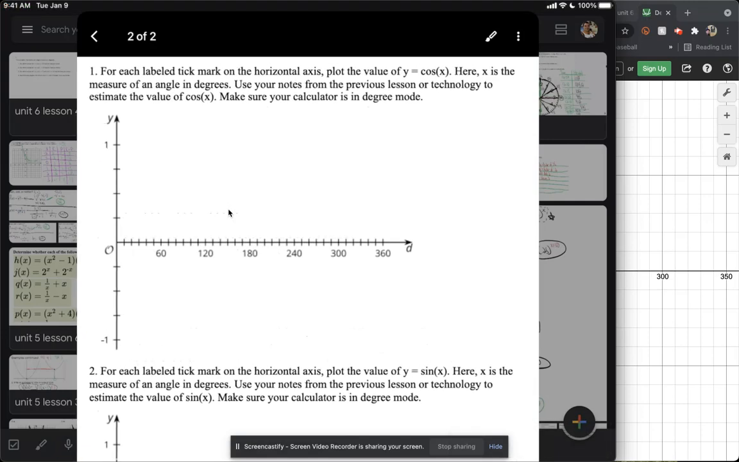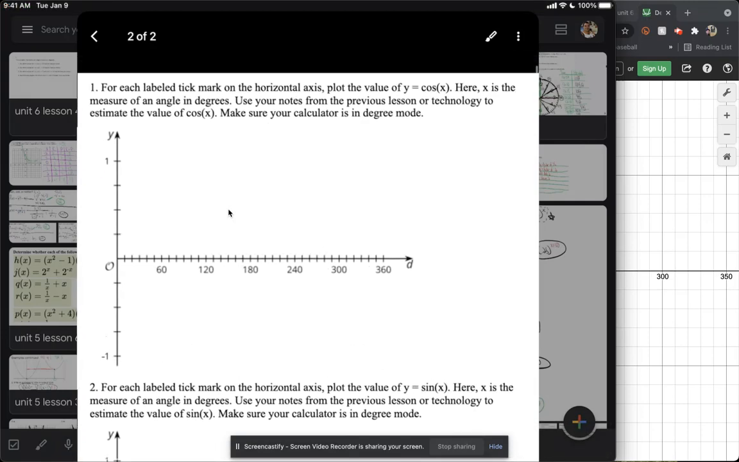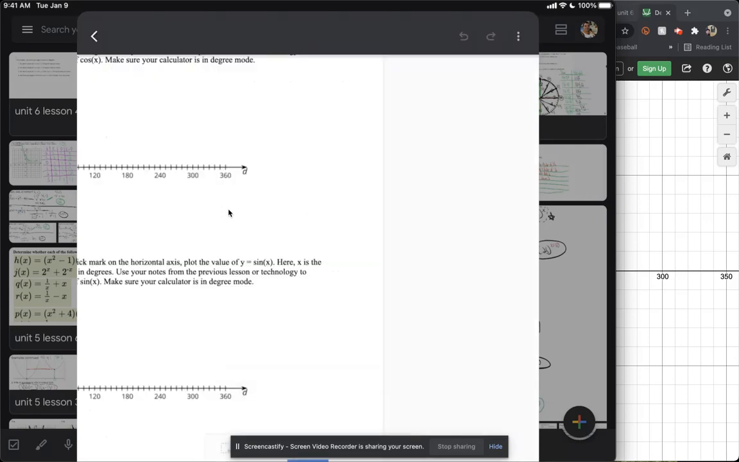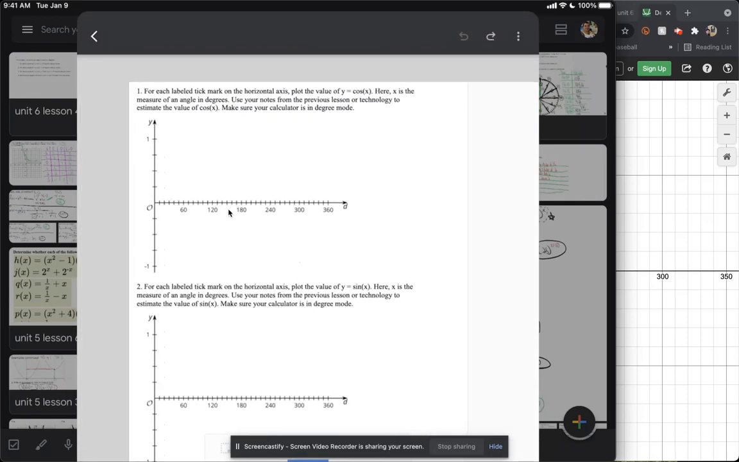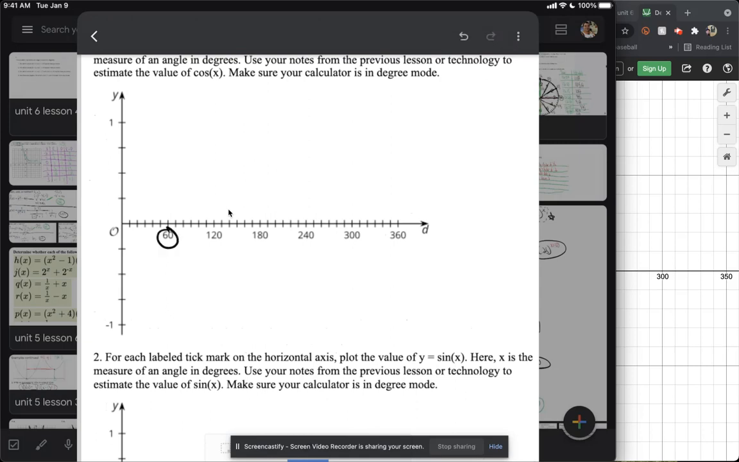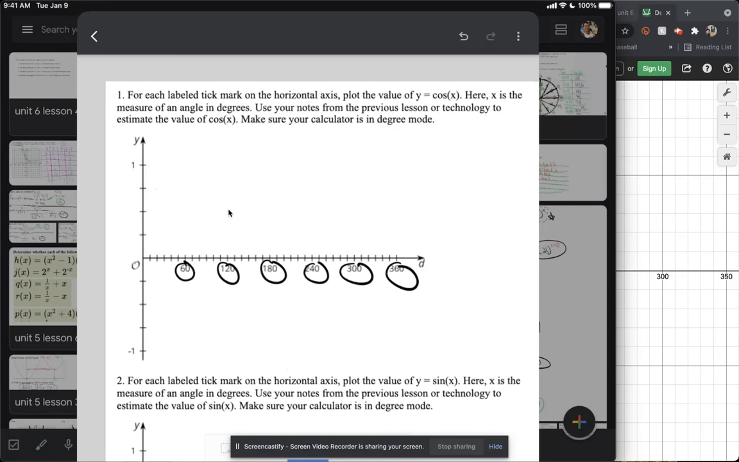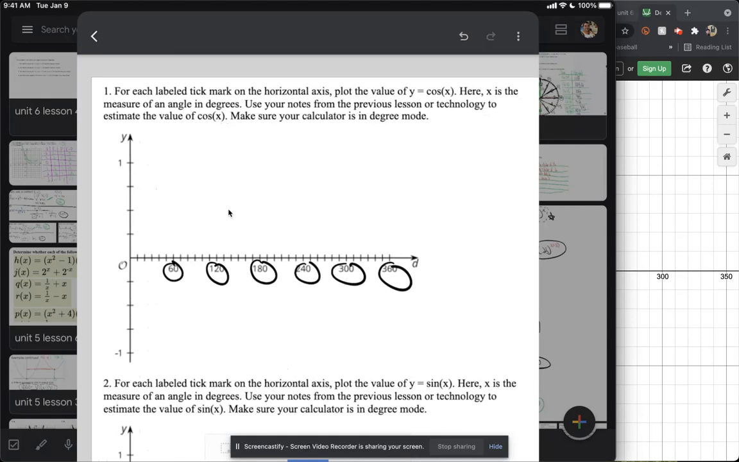So for each labeled tick mark, and when I say labeled tick mark, I mean these here. For each labeled tick mark on the horizontal axis, plot the value of y equals cosine x. Here, x is the measure of an angle in degrees. Use your notes from the previous lesson or technology to estimate the values of cosine x. Make sure your calculator is in degree mode.